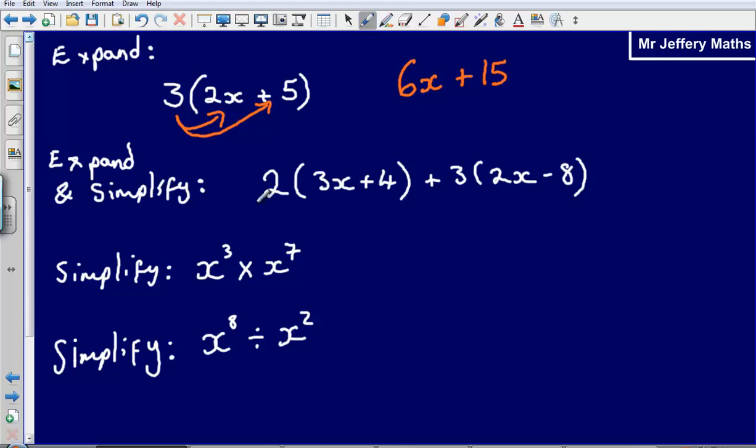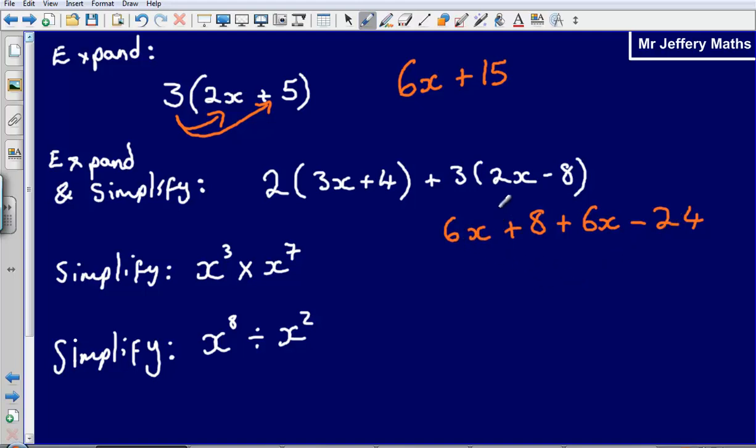Next one, we've got expand and simplify. So again, we're going to expand first. 2 multiplied by 3x, that's going to give us 6x. Then we've got 2 multiplied by 4, that's going to give us plus 8. Then we've got plus 3 multiplied by 2x, that's going to give us plus 6x. And then plus 3 multiplied by negative 8, that's going to give us minus 24.